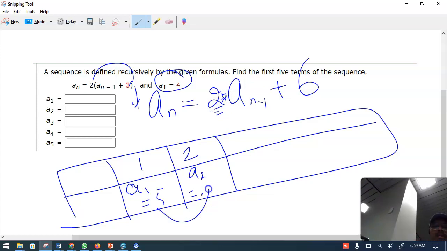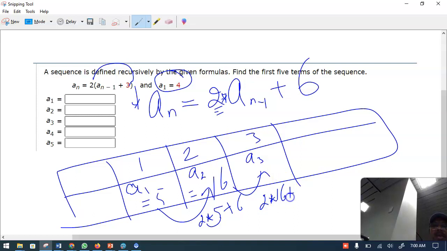So you double this previous. So it is 2 times the 5 and then add 6, which is 10 plus 6, 16. So this answer is 16. Then the third position, you double the 16, that is A3 is 2 times 16 plus 5. So that will be.